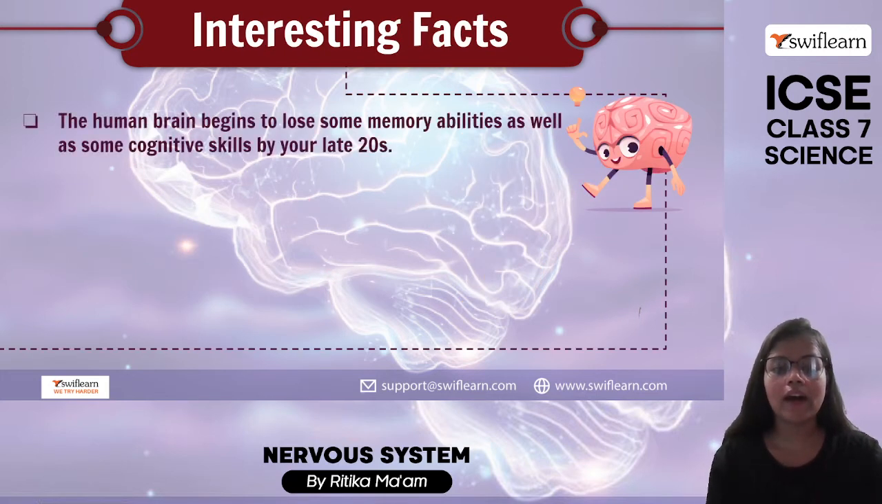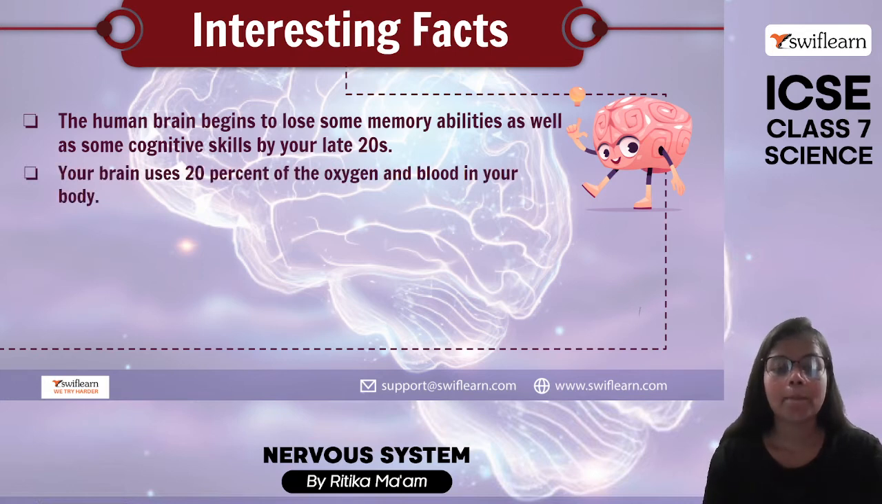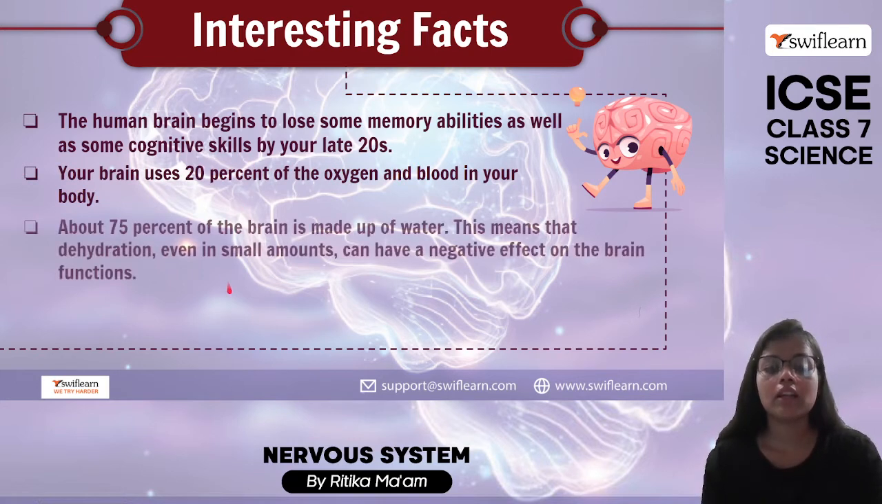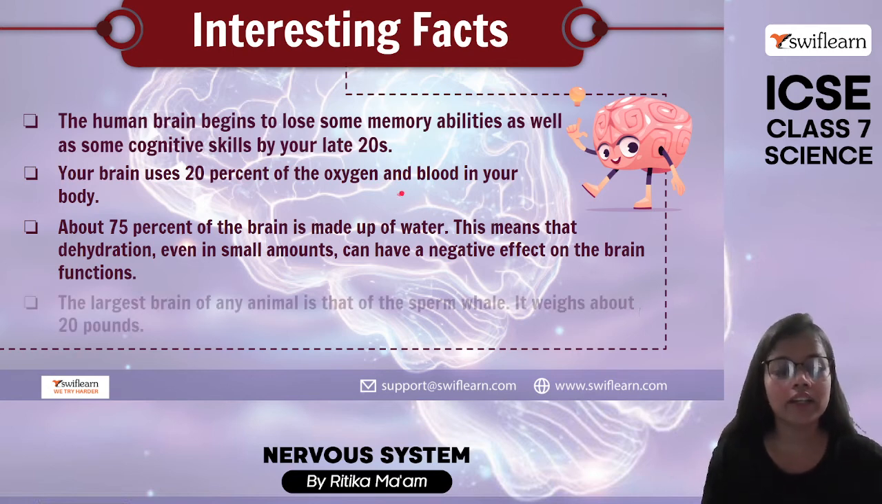Now, an interesting fact says that the human brain begins to lose some memory abilities and some cognitive skills by your late 20s. Our brain uses 20% of the oxygen and blood in our body, and about 75% of the brain is made up of water. So if we are dehydrated even in small amounts, our brain gets affected. That is why it is said that we should have good liquid intake.